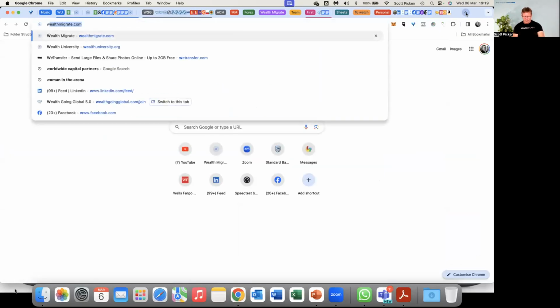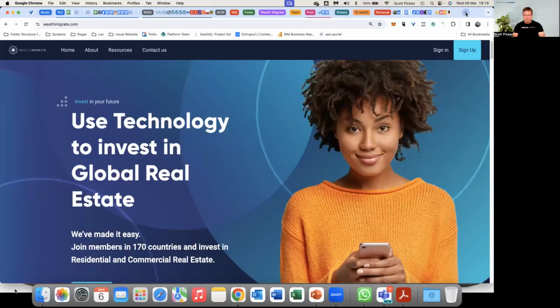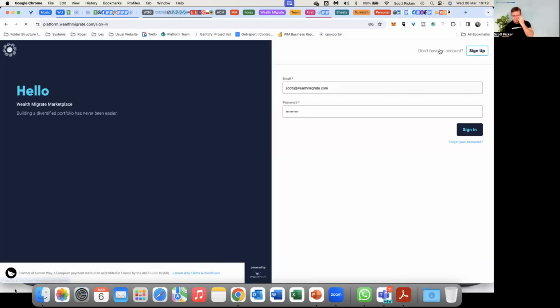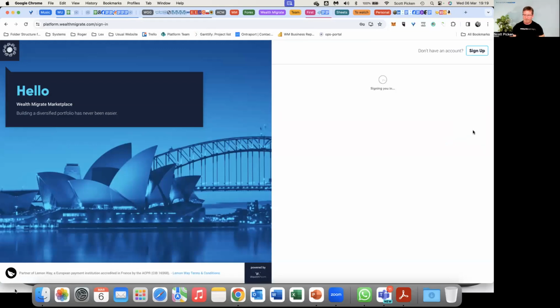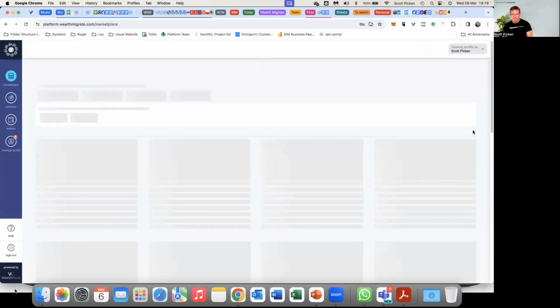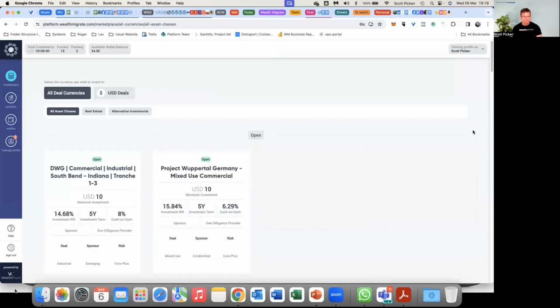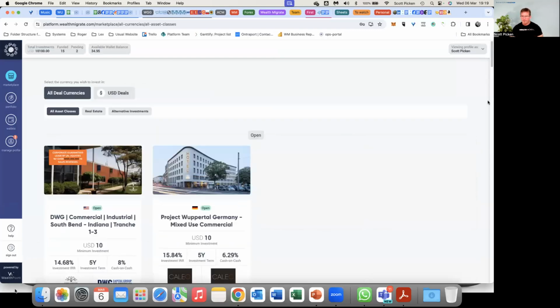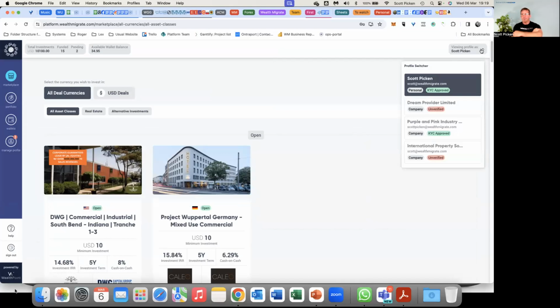So let's go into Wealth Migrate, and whoever asked, how do I invest offshore? I'm literally showing you live now. There's no PowerPoint happening here. This is me live logging in. So I'm showing you my own account. And what's interesting here is you can go in, you can see my different profiles. So you can set this up in your own name. You can set it up in an offshore company or offshore trust. So you can see it all there set up.